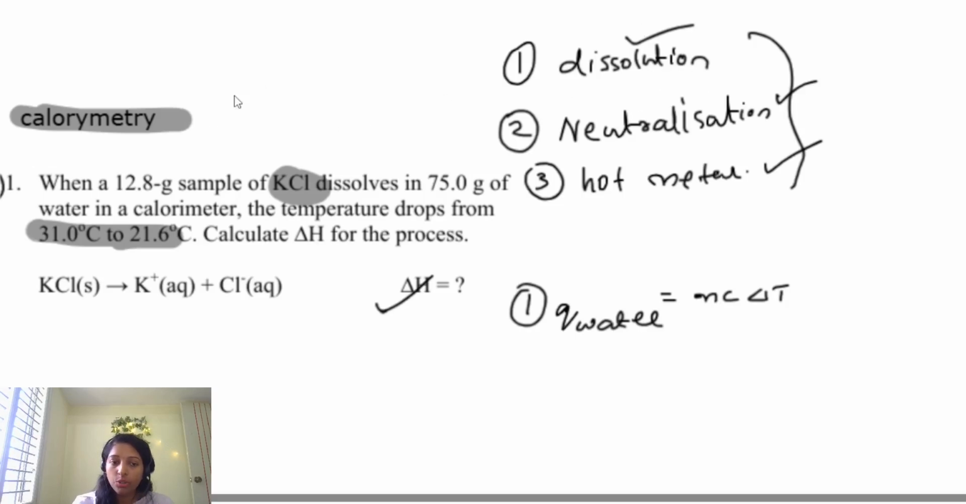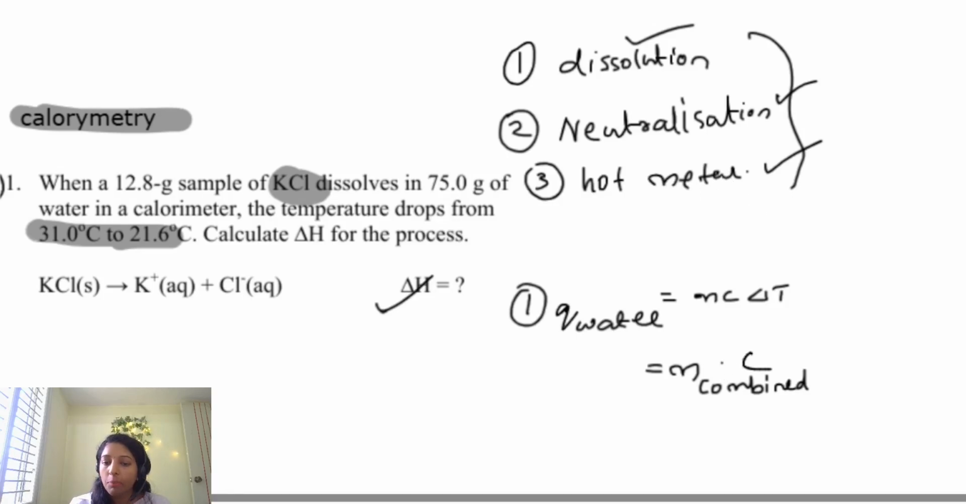Right? For the dissolution, in this case KCl is dissolving in water. So the mass of water is actually not only the mass of water itself; the dissolved KCl salt mass is also included. So the mass here is the combined mass. Very important, only in case of this dissolution reaction. For the hot metal, we didn't take the combined mass.